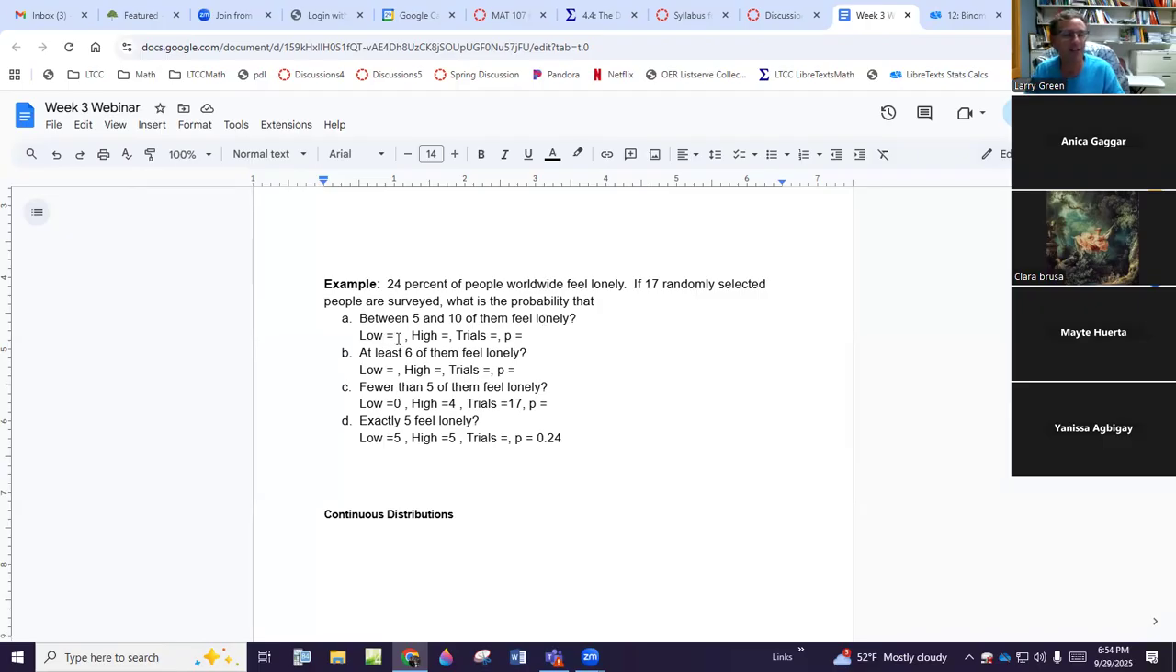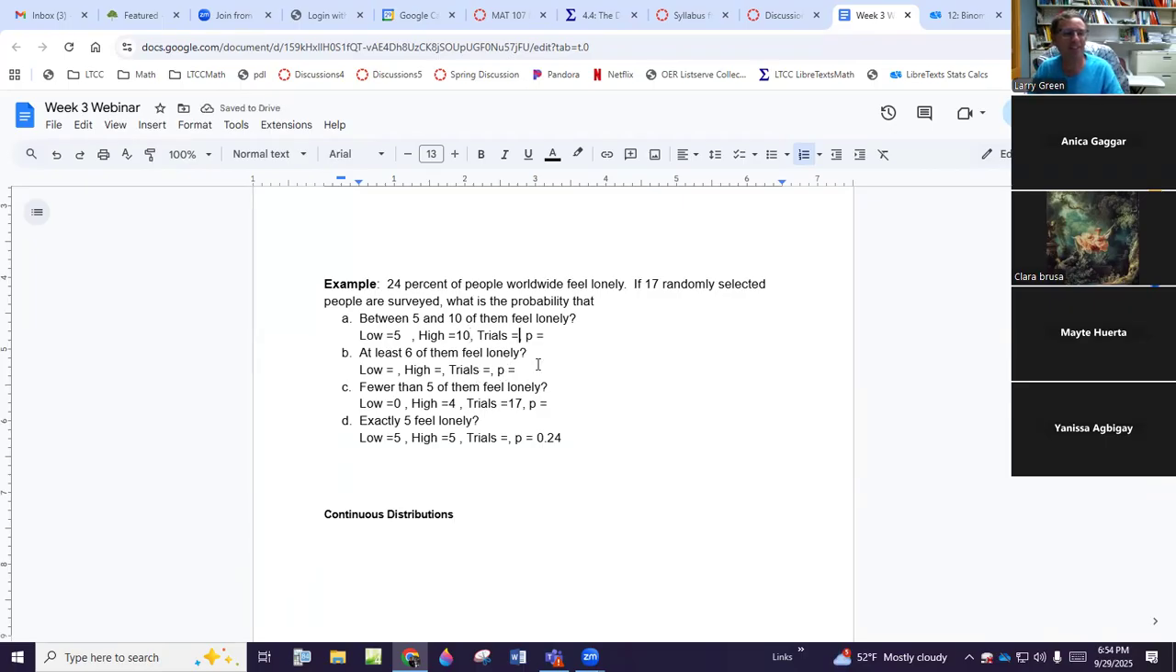Okay. So let's see if you can tell me what the low is. Put in the chat box for part A. This is very easy. What's the low? No, 0 is not between 5 and 10. 17 is not between 5 and 10. Yeah, 5 is the lowest number between 5 and 10. It's not a trick question. What's the high? 10, because that's the highest number between 5 and 10.